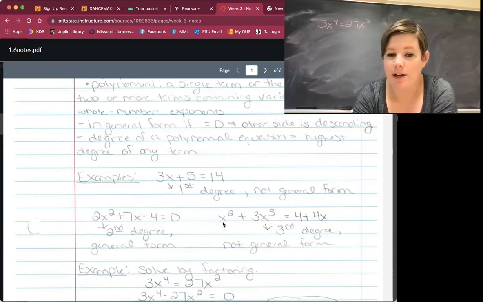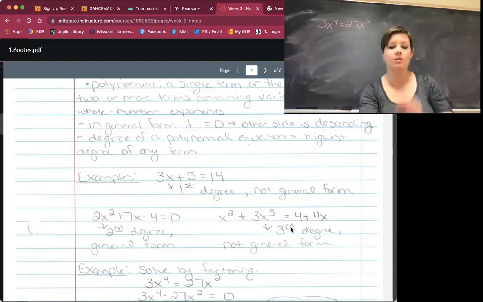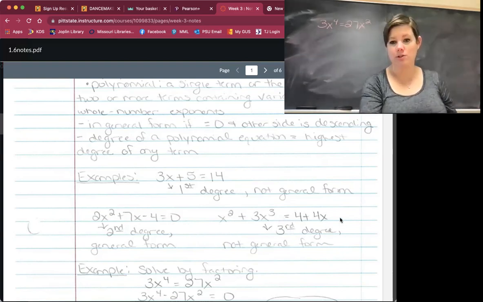This last example, we have x squared plus 3x to the third equals 4 plus 4x. Now, even though our first term is x squared, we would call this a third degree polynomial because the highest exponent is 3. Now, this is also not in general form because it's not in descending order and everything is on both sides, so it's not equal to 0. So that is not in general form. But that gives you some examples of what polynomial equations look like. And we spent all of 1.5 on quadratics or second degree polynomials. And so today we're going to branch out and do third degrees and above.